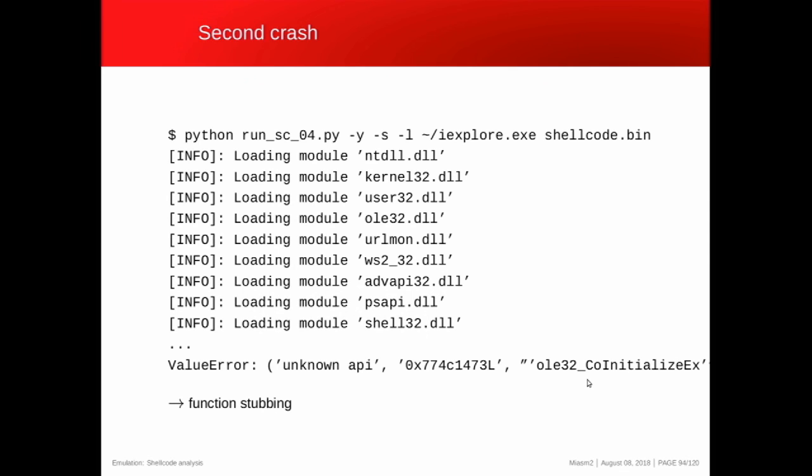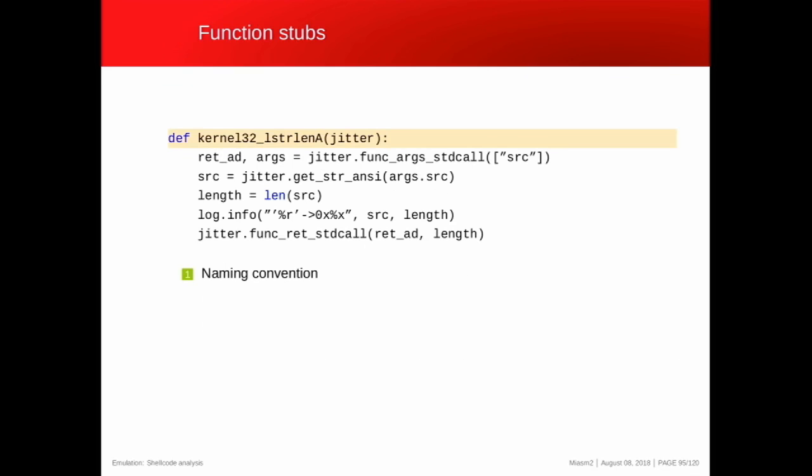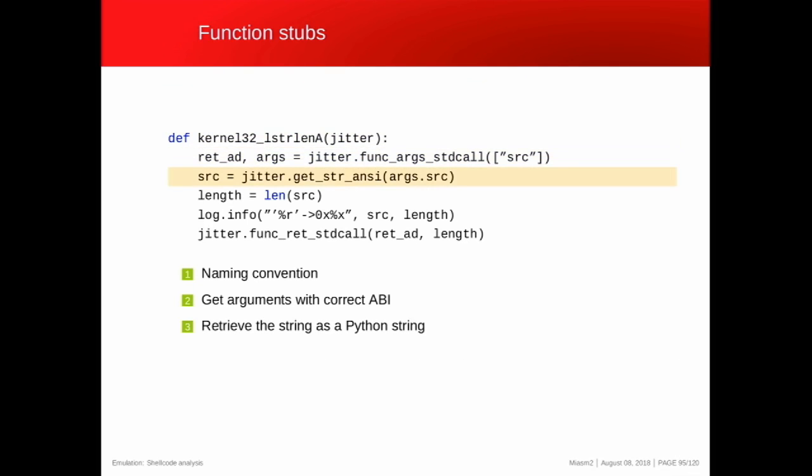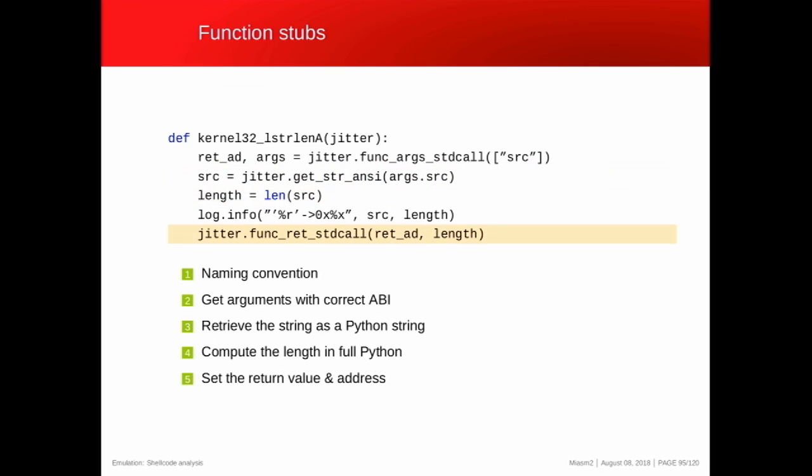CoInitializeEx. So what we can do here is go back to Python and write a function stub. For instance, if we want to stub strlen, we have a naming convention, then we can get back the arguments from the sandbox, knowing the ABI. We can get back the Python strings, compute the strlen in full Python, and at the end, set the return value and let the emulation continue.